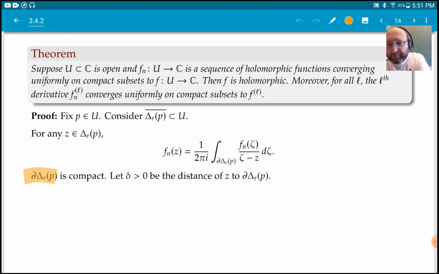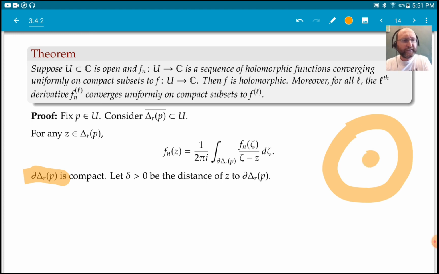Now, if I look at the boundary of this disk, it is a compact set. It's the little circle around. It's a closed bounded set, and it's a subset of U, so it's a compact subset of U. Now Z is inside the disk, so I can take the distance from Z to the circle. Z is not necessarily in the center, maybe Z is over here, but it's still some positive distance away from the boundary. So let delta be that distance.